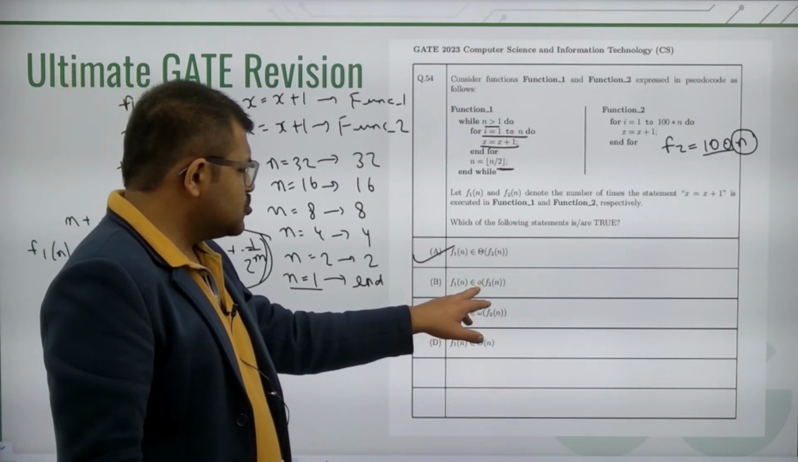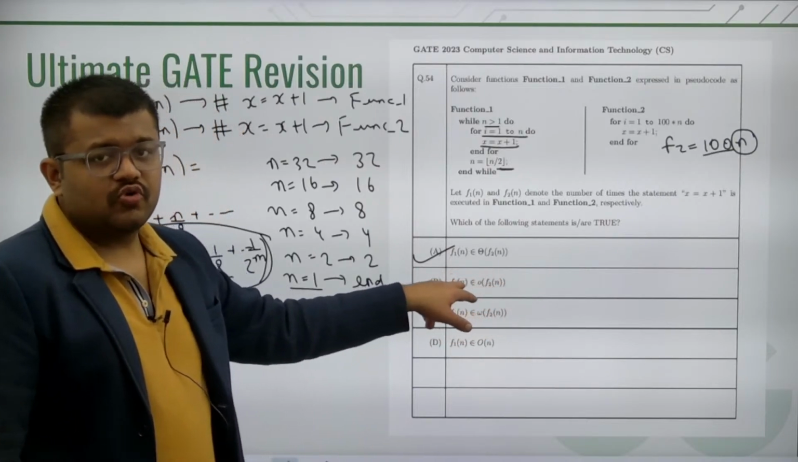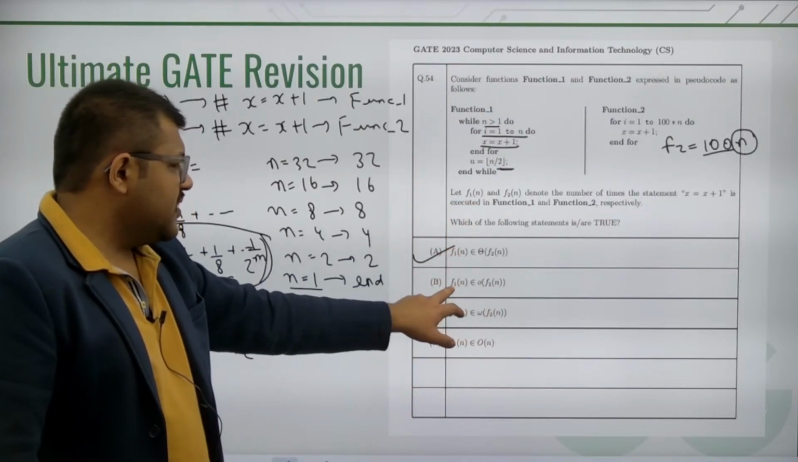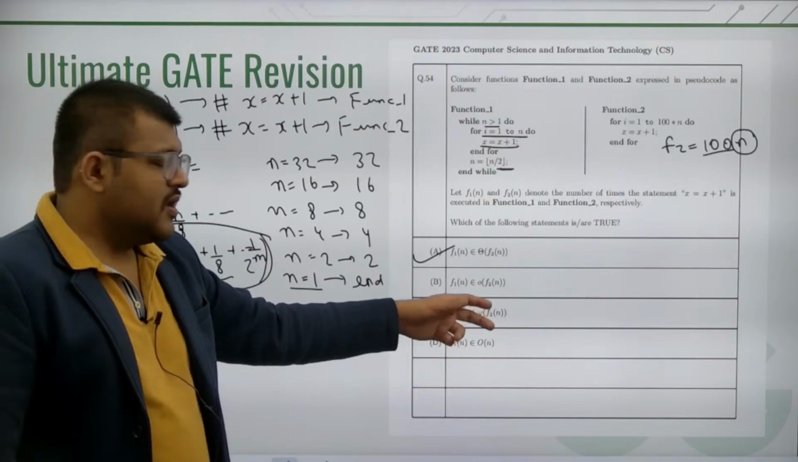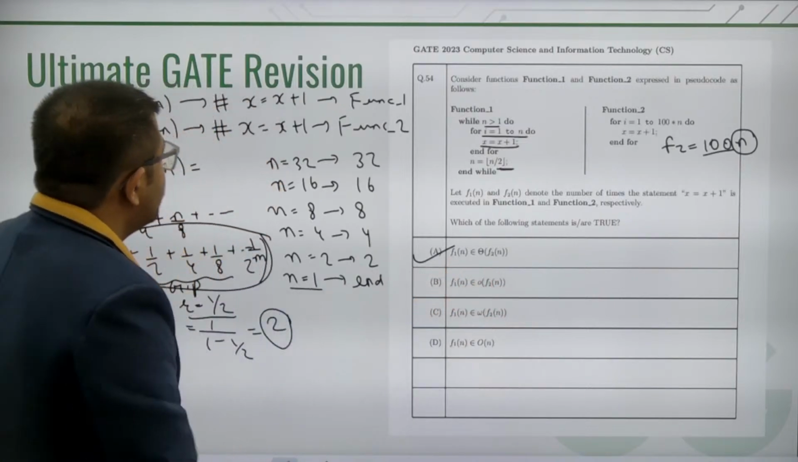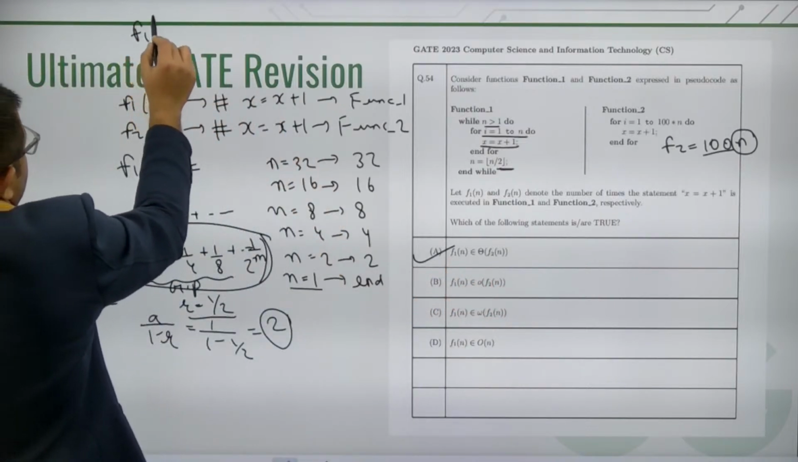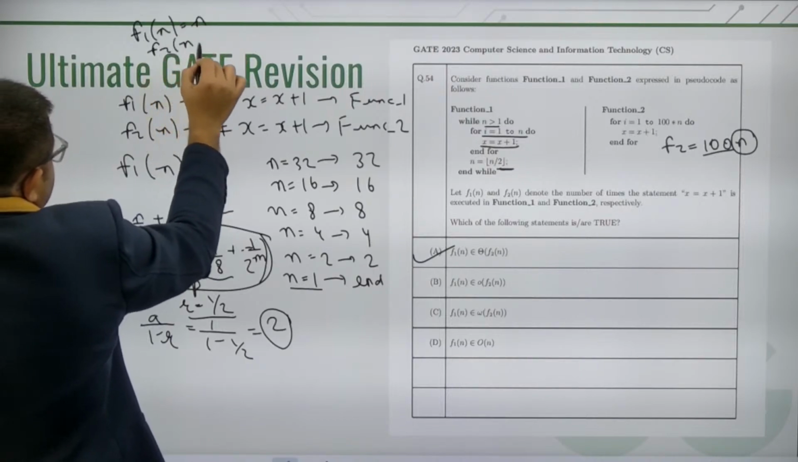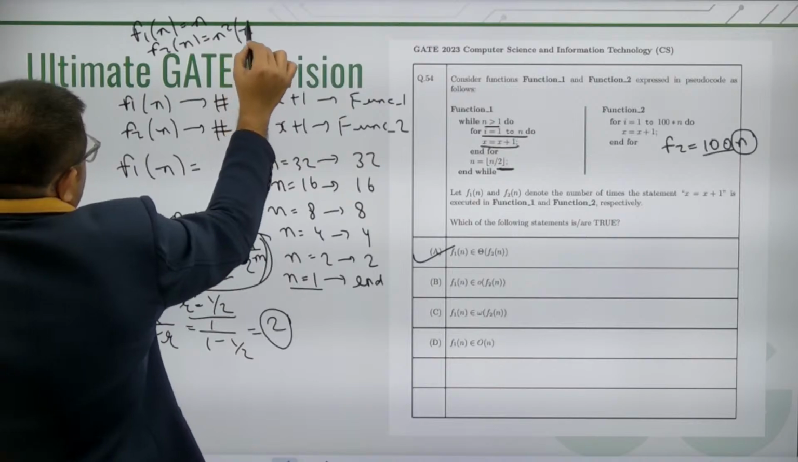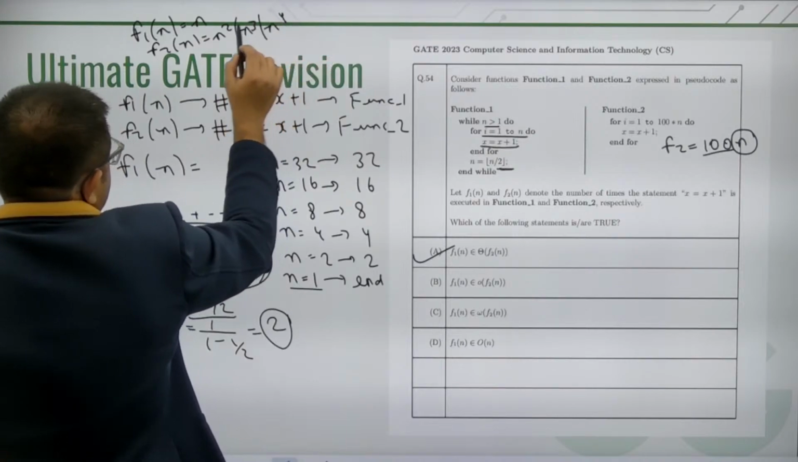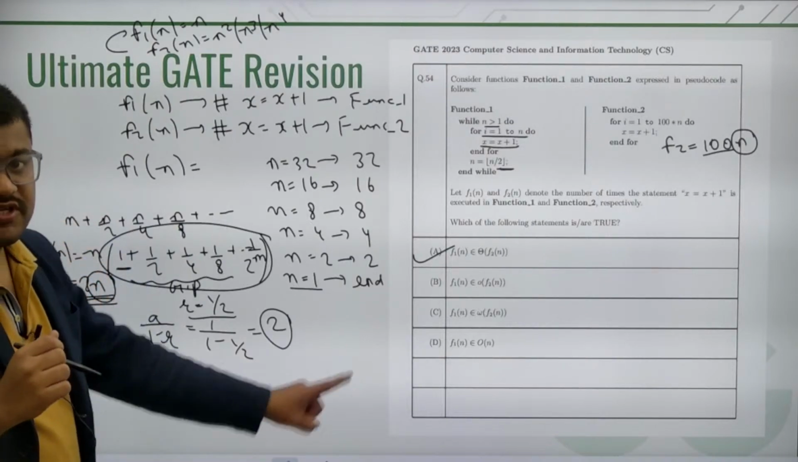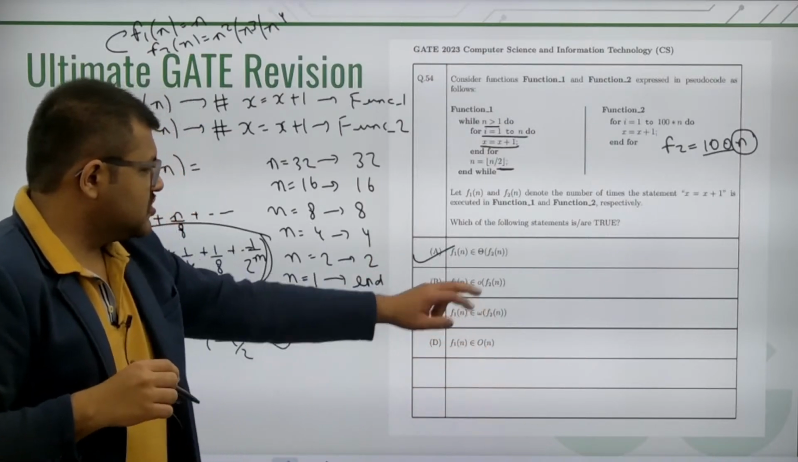f1 of n belongs to small o of f2 of n. This is not true. When do we say small o? When f2 of n is giving an upper bound to f1 of n, but that is not a tight upper bound. For example, f1 of n is n and f2 of n is n square or n cube or n की power 4. Then I can say f2 of n gives an upper bound to f1 of n using small o notation. So this is also false.